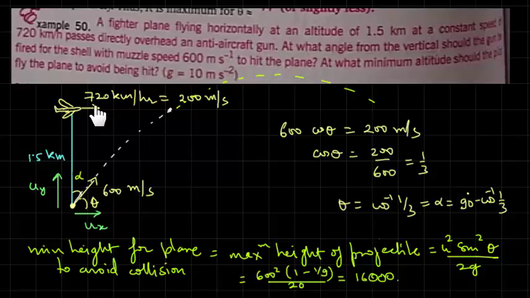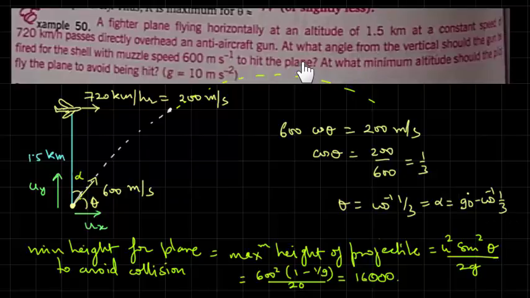So we can say that 720 km per hour is equal to 600 cos theta. But here the units are different: this is kilometer per hour and this is meter per second. So we need to convert this into meter per second. 720 km per hour can be written as 200 meter per second. So 600 cos theta is equal to 200 meter per second. This gives us cos theta is equal to 200 by 600, which is 1 by 3. So theta is equal to cos inverse 1 by 3. So alpha, which we are supposed to find, is pi by 2 minus cos inverse 1 by 3.